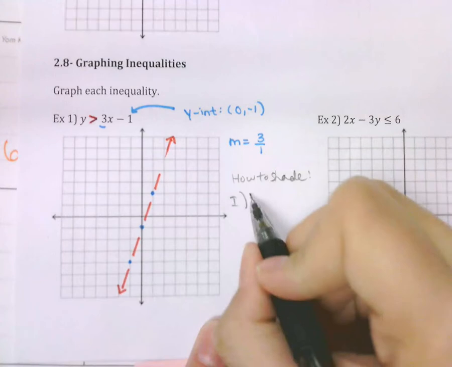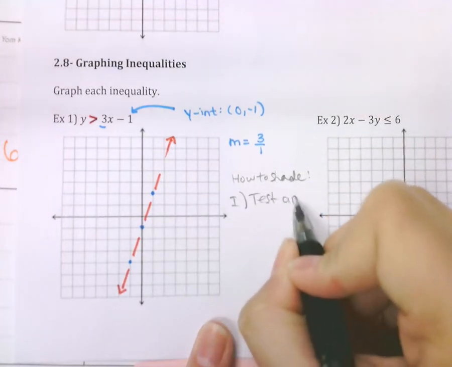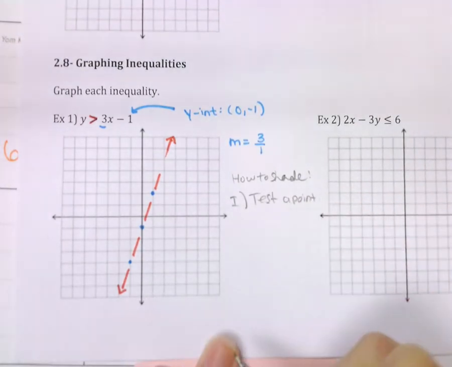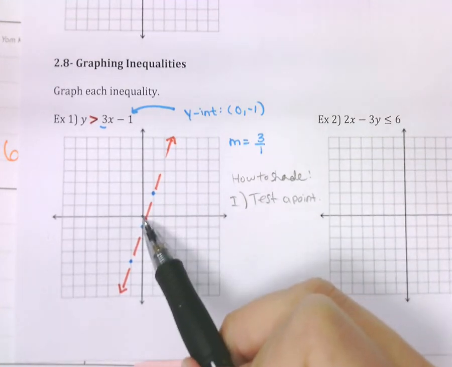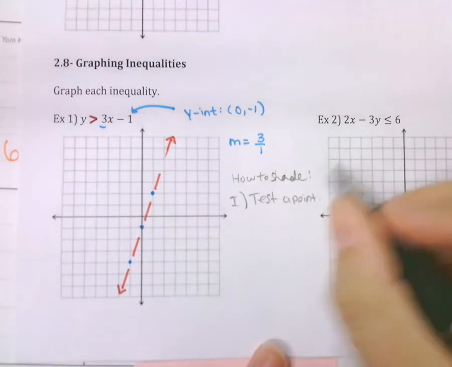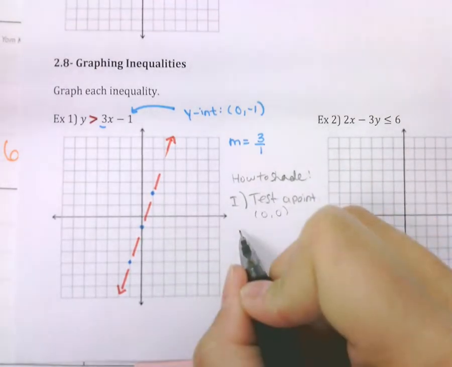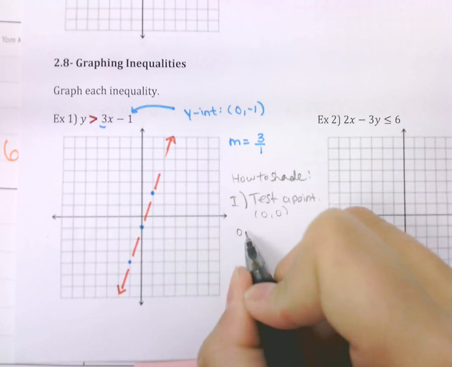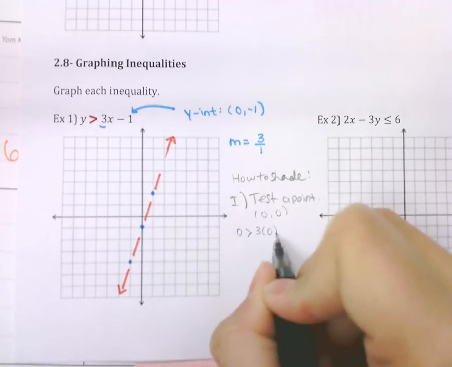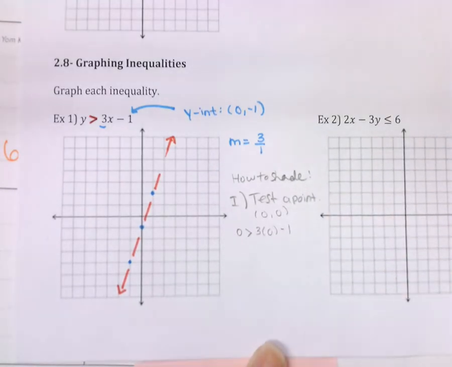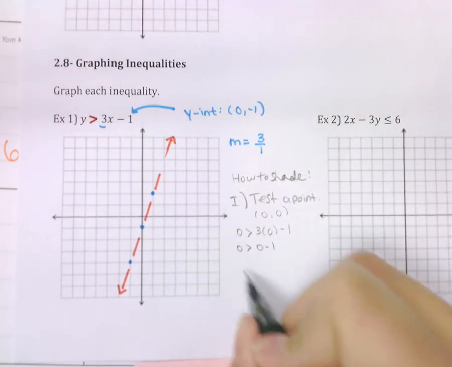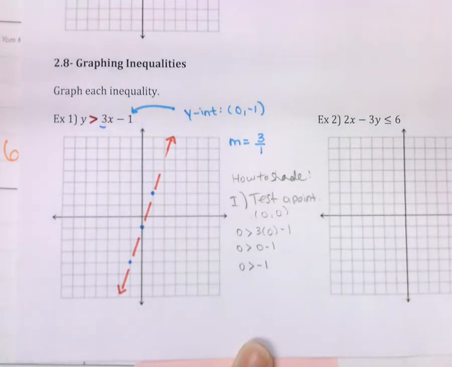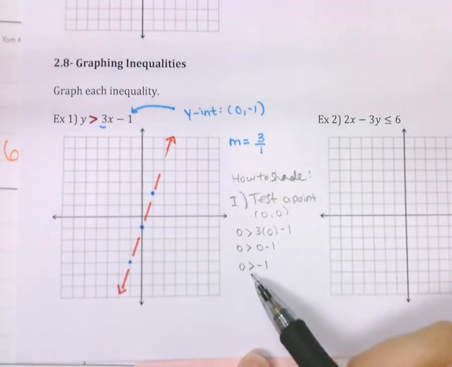Method number 1, you can test a point. You can really test any point. The easiest point to test is 0, 0, because zeros are easy to substitute. So we're going to test 0, 0. Plug in 0 for y and 0 for x. 3 times 0 is 0. 0 minus 1 is negative 1. Is this true or false? That is true.